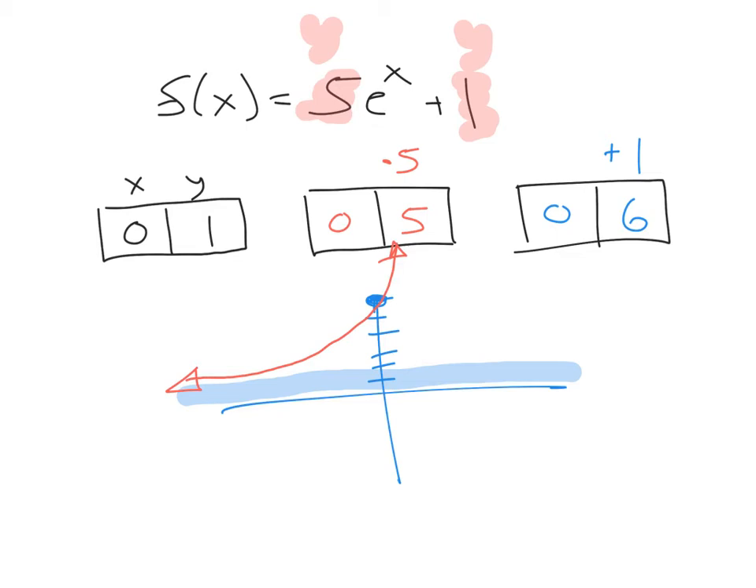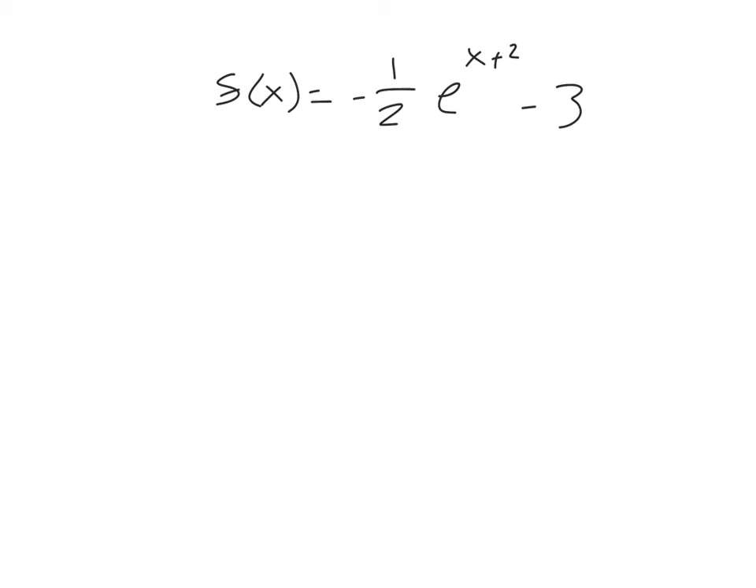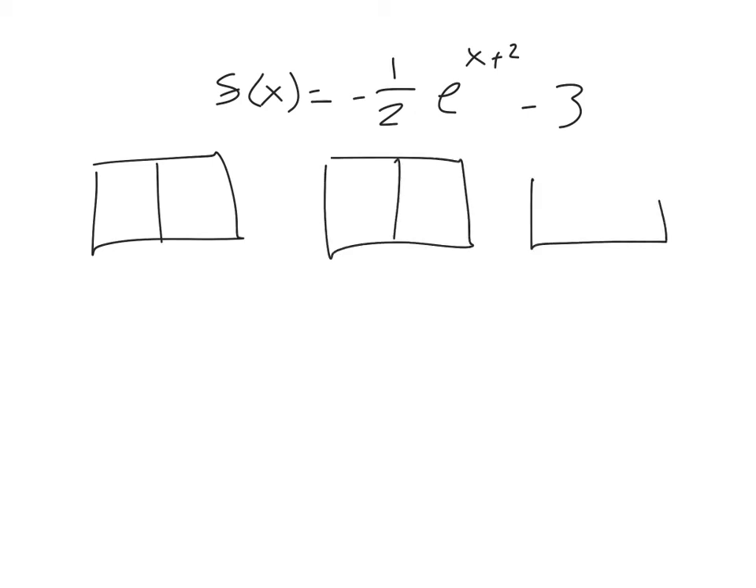Now let's do another example. Let's try this one. So for this one right here, if we were to look at our boxes, we only really care about the 0, 1. Let's first talk about them. The negative in the very front, that's a reflection across the x-axis, right? And then the 1/2 is the vertical compression. Now, inside the exponent, the x plus 2, that's a horizontal translation. That's going to tell us to go to the left 2, right? And then the minus 3 on the outside, that's telling us to go down 3 units.